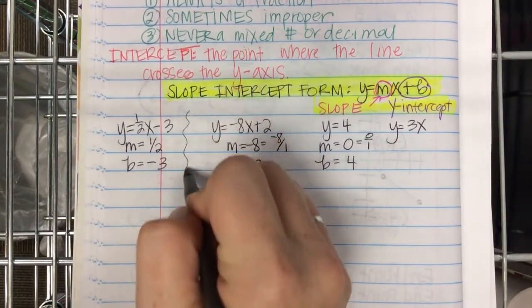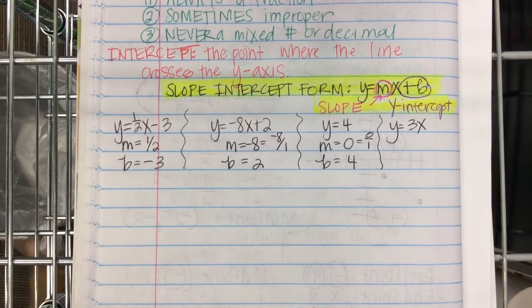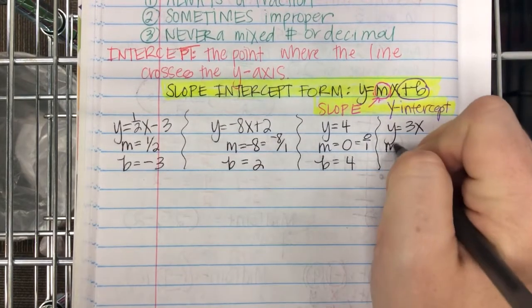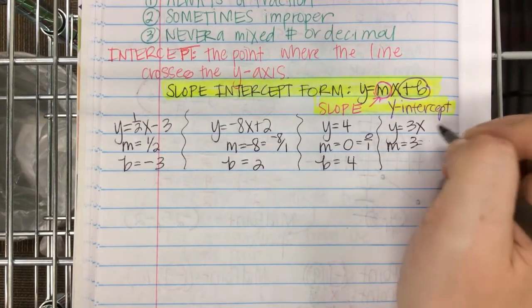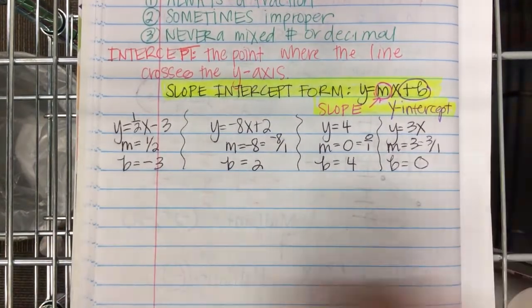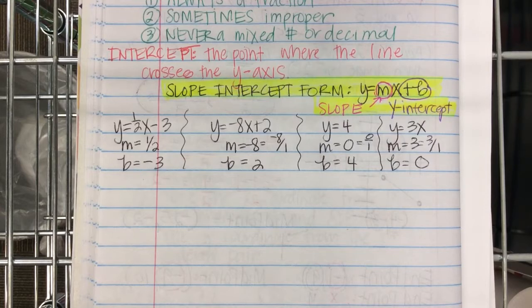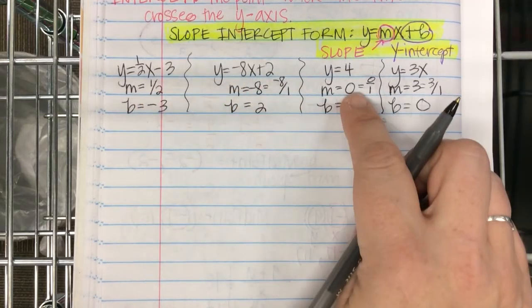Last one. Y equals 3x. What's the slope? 3, make it a fraction. And what's the intercept? Because there's no plus or minus number, it's 0. All right, so we're going to really quickly graph these. And your graphs are not going to be pretty.